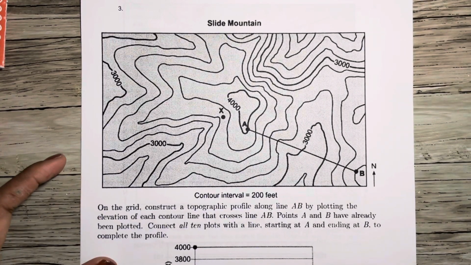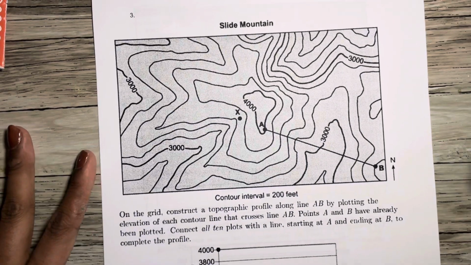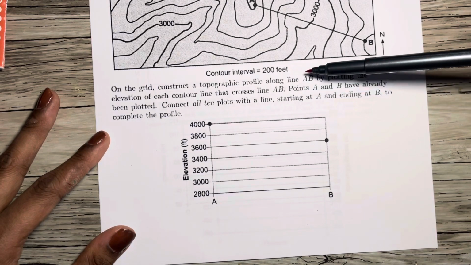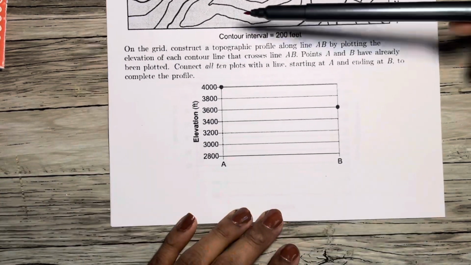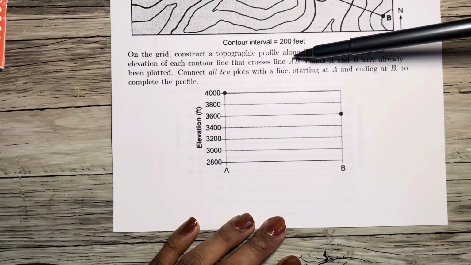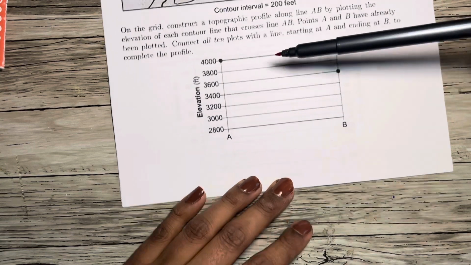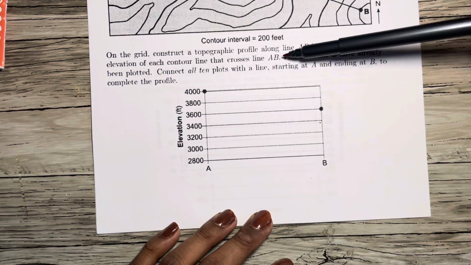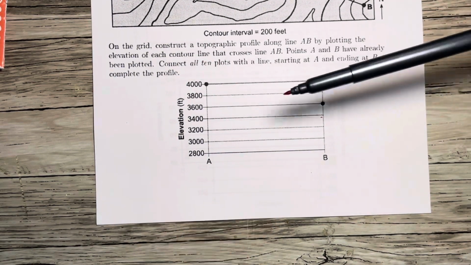Today we're going to work on question number 3 in our gradient and topographic maps lab. The question is asking, on the grid, construct a topographic profile along line AB, line AB is right here, by plotting the elevation of each contour line that crosses line AB. Points A and B have already been plotted. Connect all 10 plots with a line, starting at A and ending at B to complete the profile.